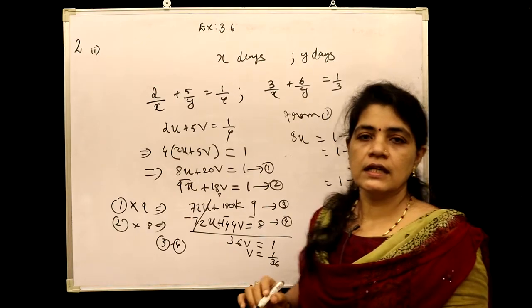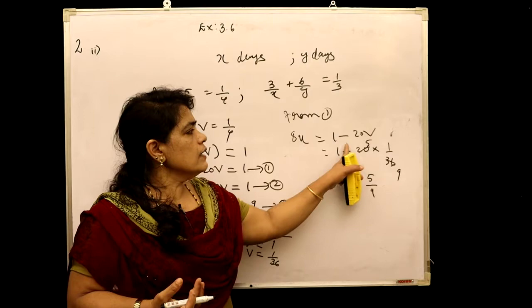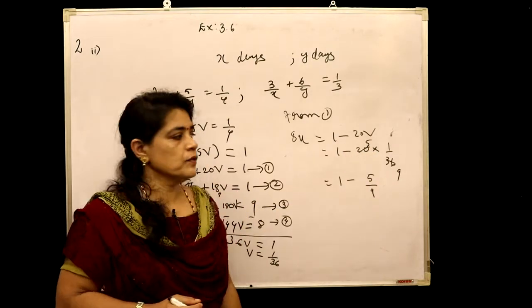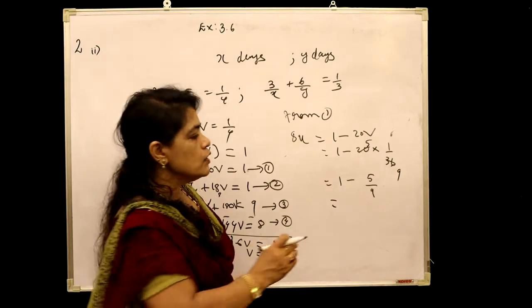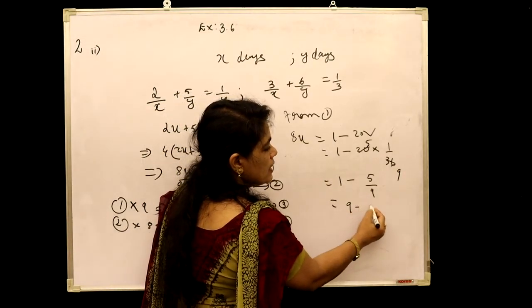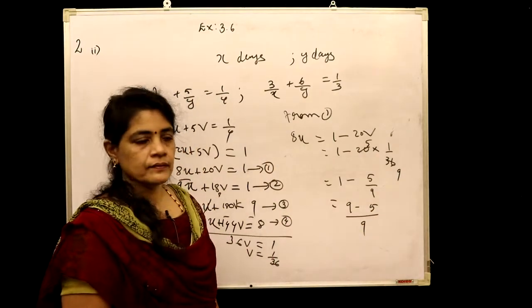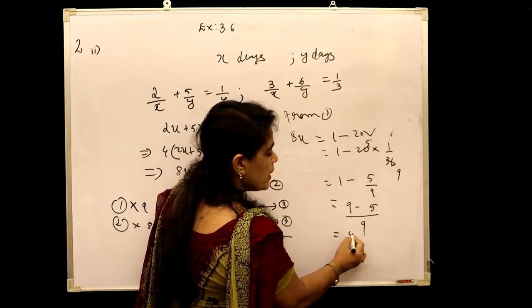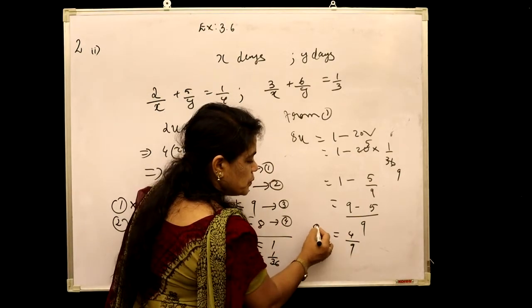That point is clear, children? This is just substituting the value of v in 1 minus 20v. Hence, we have 1 minus 5 by 9. So, by cross multiplication, 1 into 9 is 9 minus 5 divided by 9, that is 4 by 9. And this is 8u. Understood?